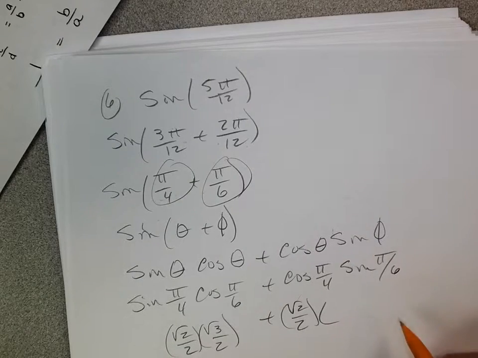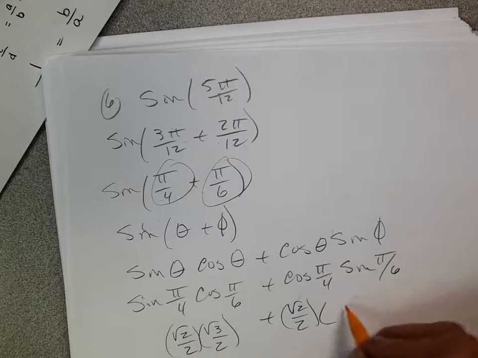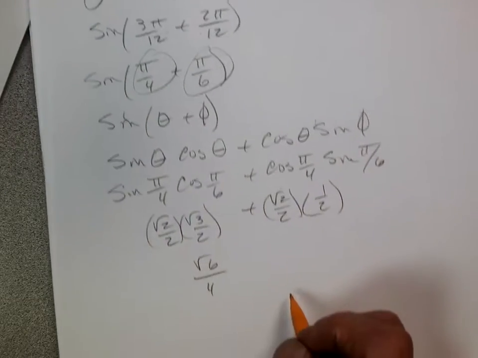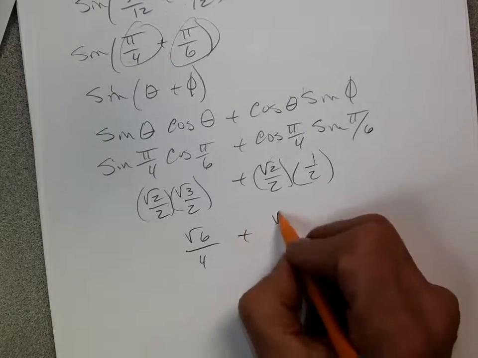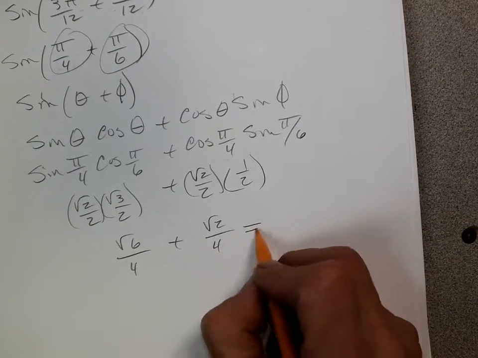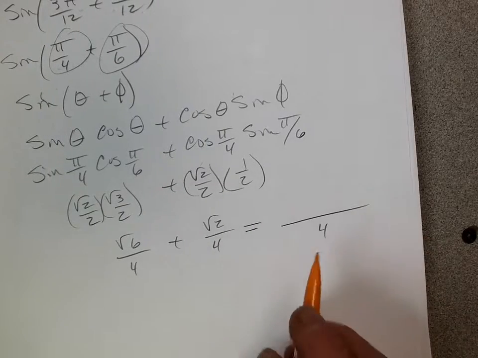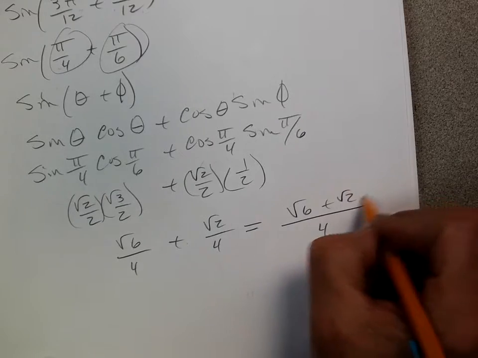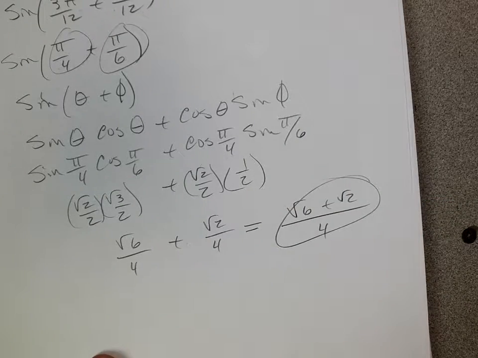Sine of pi over 6, which is the y value, turns out to be 1/2. We get the square root of 6 over 4 plus the square root of 2 over 4. They have a common denominator, which is 4. We'll wind up with square root of 6 plus square root of 2 on top, over 4. And that is the exact value.